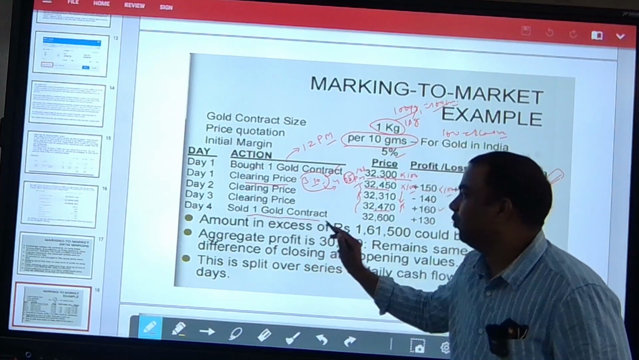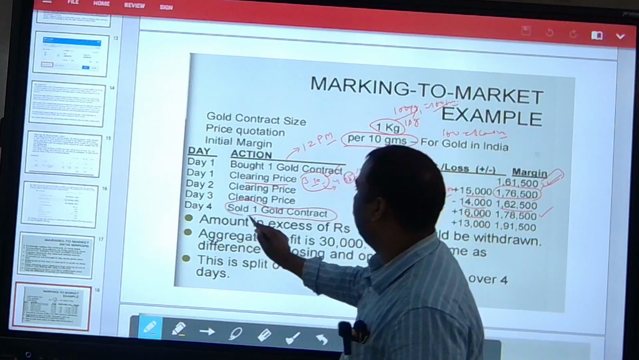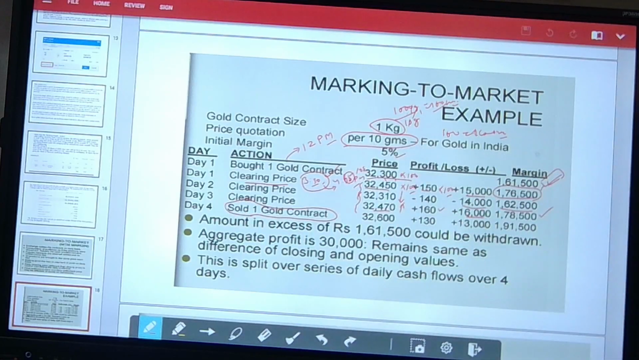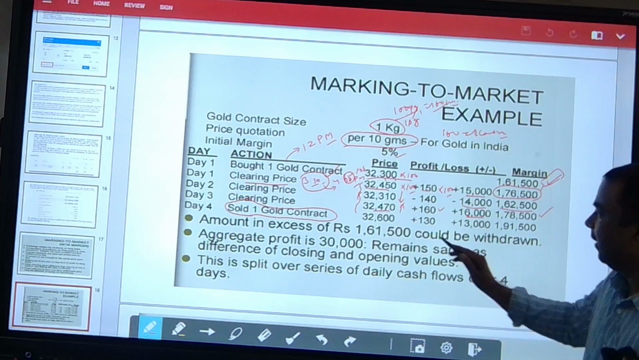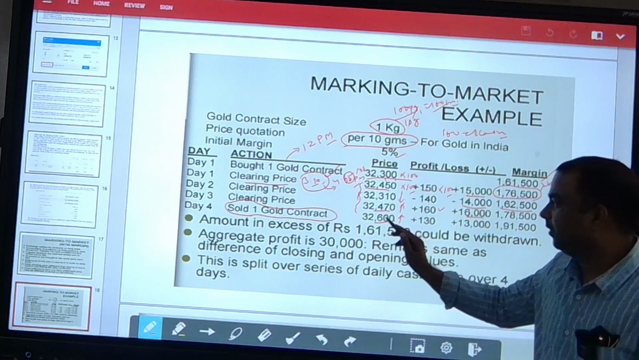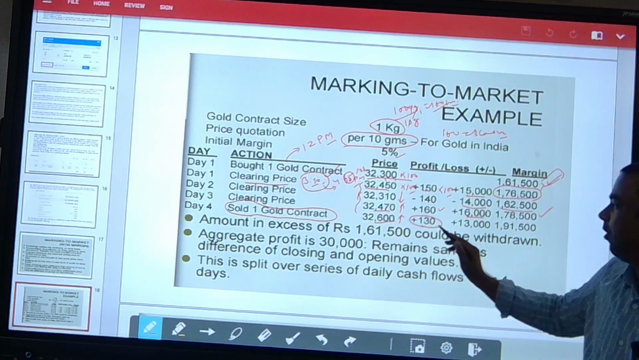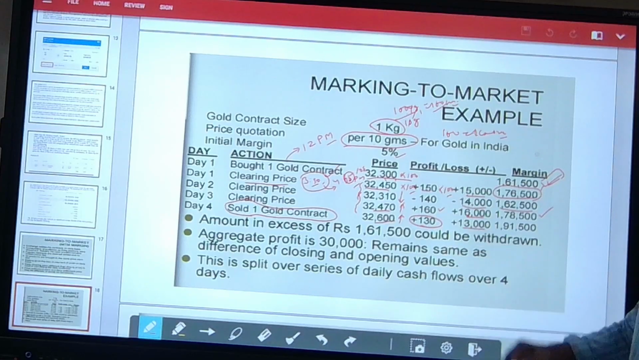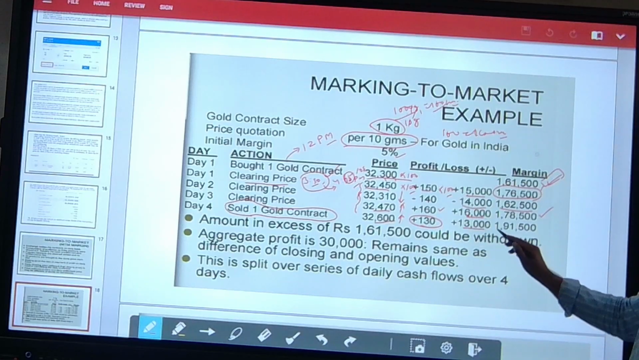Sold 1 kg of gold contract day 4. ठीक है? On day 4 the buyer sold his contract at this price. Price again rises. ठीक है? 600 means profit is this amount. Total profit is this and margin is this. This is the closing of the contract.